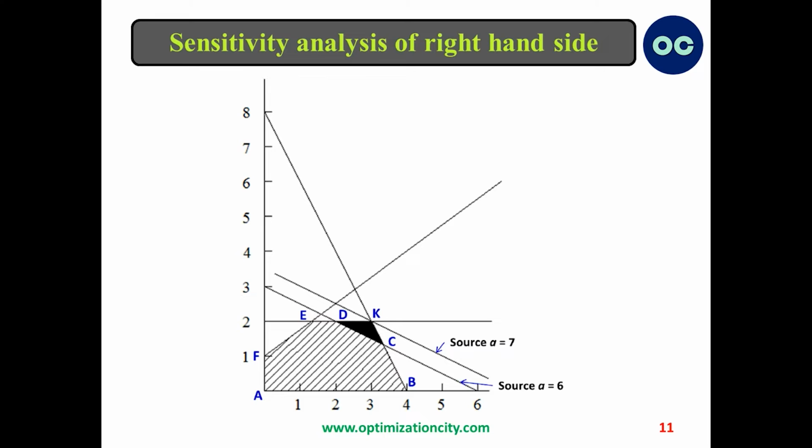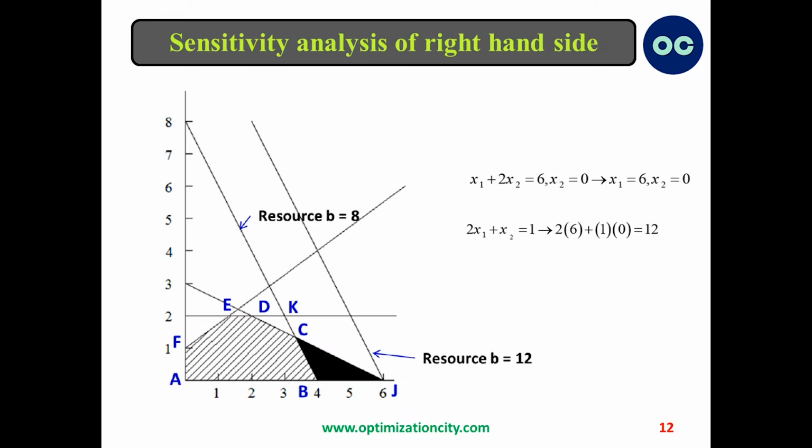The first constraint will intersect point K if the right-hand side number is greater than 6. To calculate this increase, we simply substitute the coordinates of point K into the first constraint. In this way, the maximum increase in the first limit is from 6 to 7, which is equal to 1 unit.